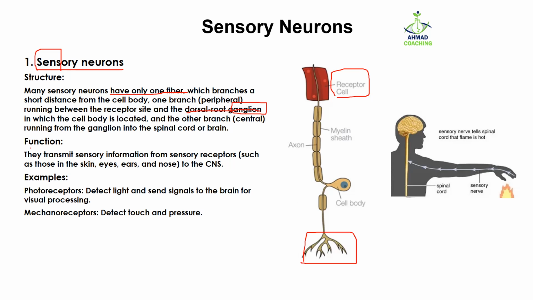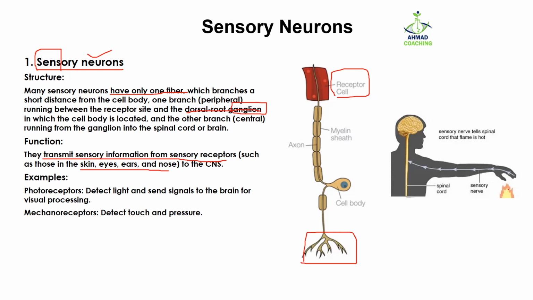The function performed by a sensory neuron includes the transmission of sensory information from the sensory receptors. The sensory receptors include skin, eye, ear, nose, or any other organ. For example, in this diagram, you can see that this person is about to touch the fire. The sensory receptors, which is the skin, have these sensory neurons.